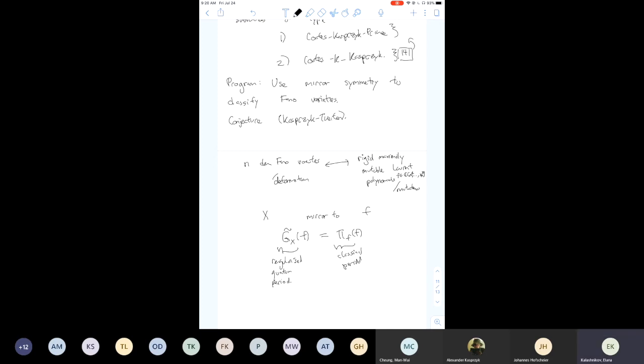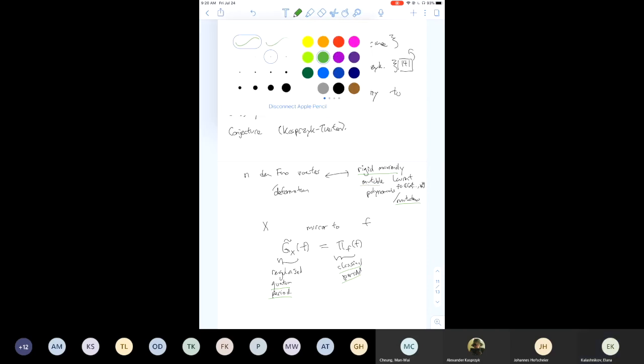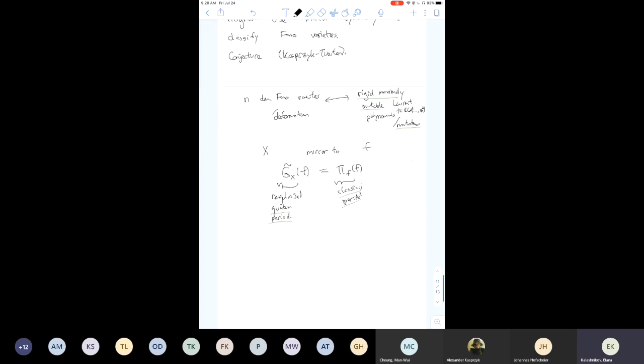So the things that I need to explain. I'm going to tell you what the quantum period is, what the classical period is, and what mutations are, and then what rigid maximally mutable Laurent polynomials are. And that will then give you a sense of what this conjecture is about.